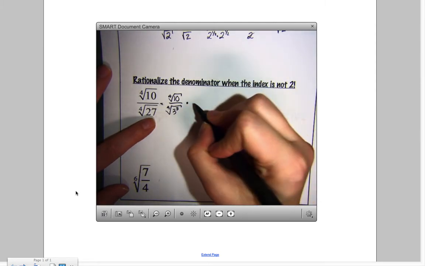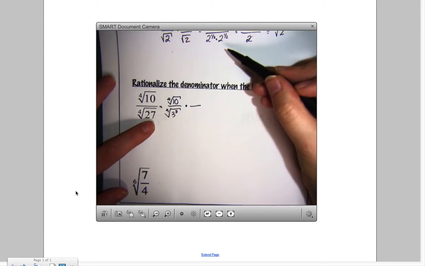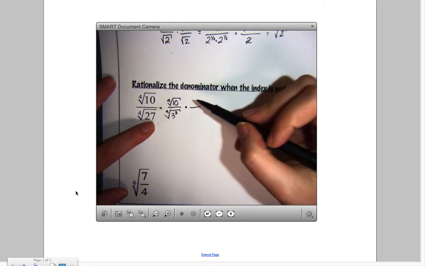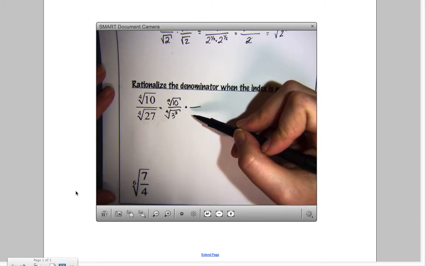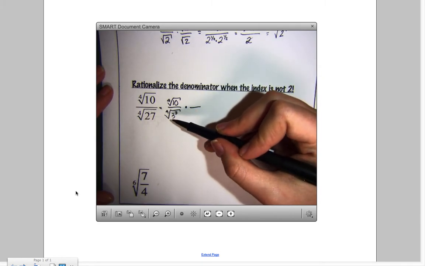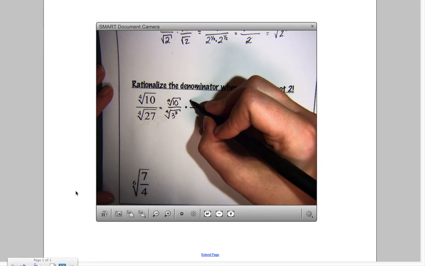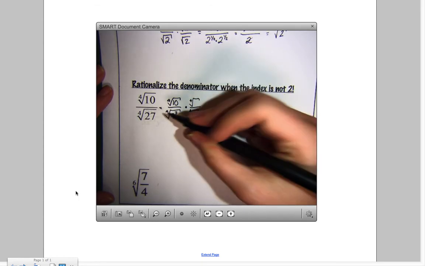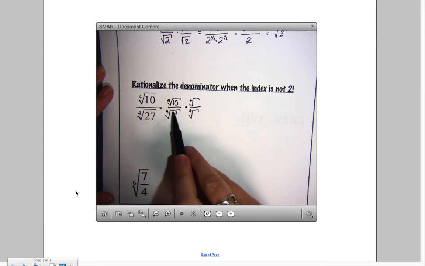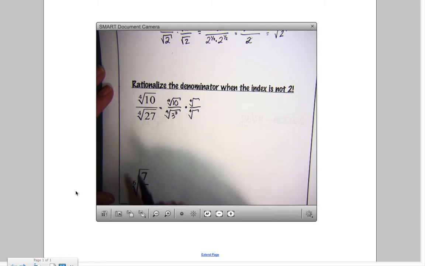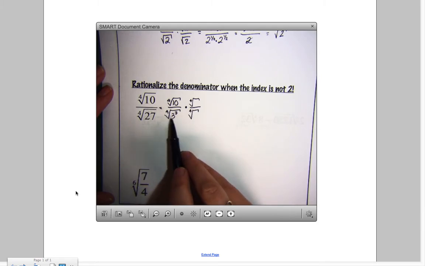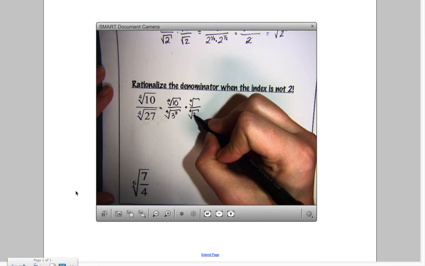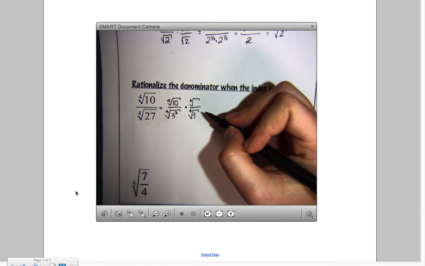Now, the only difference between this and the last example we did, we're still going to multiply it by a number on the top and the bottom, but it's not just going to be what we see in the denominator. It's going to be the fourth root, because that's what the index is, but you have to choose what exponent you want so that when you add these, they add to be the same as the index. The base is going to stay the same. So here I'm going to multiply by the fourth root of 3.